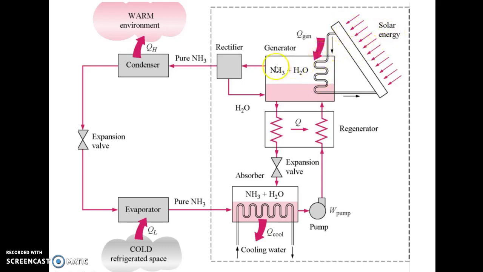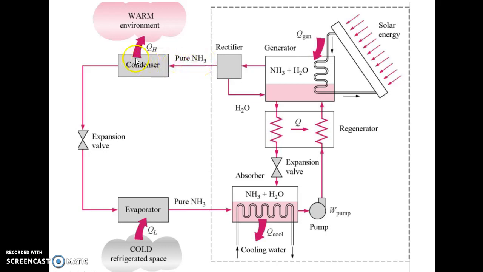So this solar energy is given to the generator, wherein this mixture of ammonia and water is heated. What happens is, when the mixture is heated, ammonia vapors separate, and these ammonia vapors are then given to a rectifier. If any water vapor is present along with the ammonia vapor, the rectifier removes this water, condenses the vapor, and sends it back to the generator.